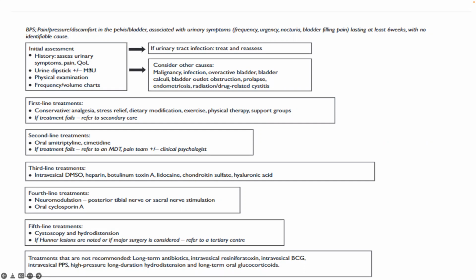So these are the things you need to ask from the history. Then investigation, I don't think you asked anything in investigation, doctor, because there was a shortage of time. And this is the investigation which you need to do. If there is urinary tract infection, you need to treat the cause.